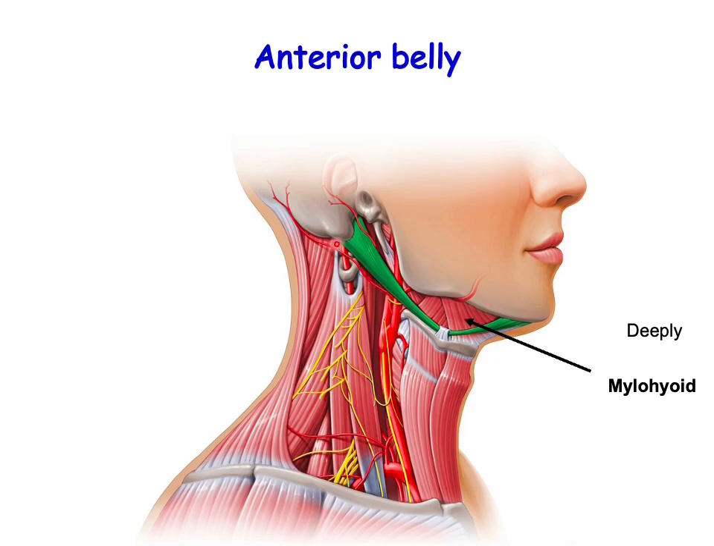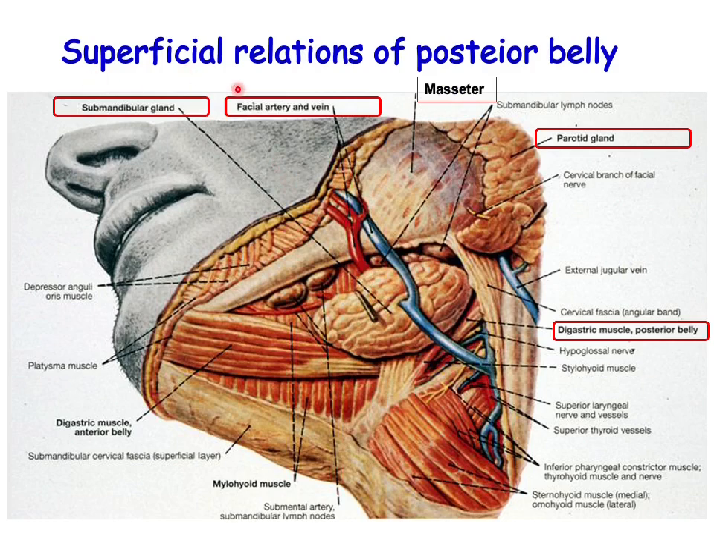That's the anterior belly, and deep to it we have the mylohyoid muscle. As I said in the lecture, you have to remember this relation. The floor of the mouth is formed by the mylohyoid and continued by the genioglossus muscle, which goes under it. So deep to the digastric muscle we have the mylohyoid muscle. What are the structures above it? That's the digastric muscles. We have the gland, which is the submandibular gland. We have the vessels, which are the facial artery and the facial vein.